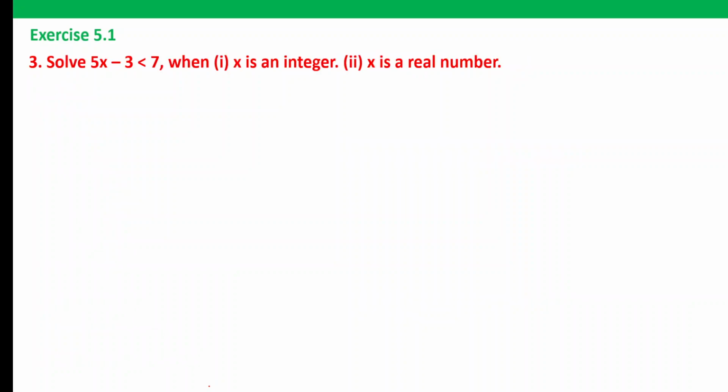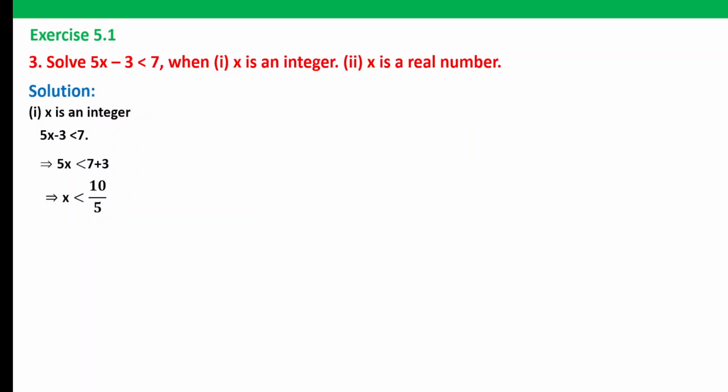Let us solve question number 3. Solve 5x minus 3 less than 7 when x is an integer. Second subsection, when x is a real number. Solution. x is an integer. 5x minus 3 less than 7. So it implies 5x less than 7 plus 3 by transposing minus 3 to the right hand side. So it will be 5x is less than 10.